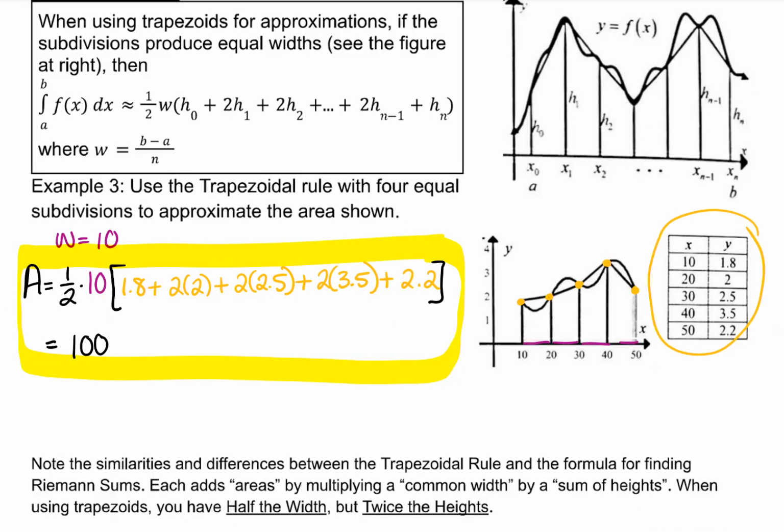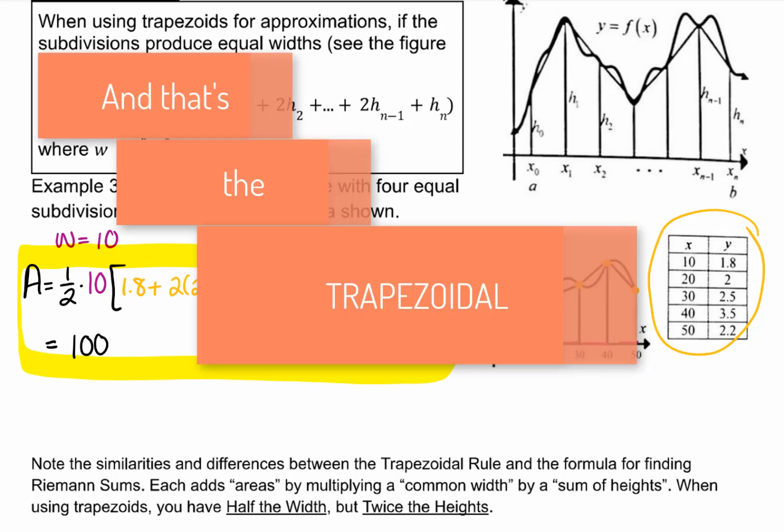Note the similarities and differences between the trapezoidal rule and the formula for finding Riemann sums. Each adds areas by multiplying a common width by a sum of heights. When using trapezoids, you have a half the width, but twice the heights. And that's the trapezoidal rule.